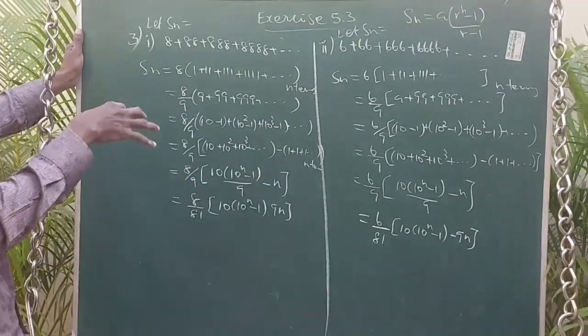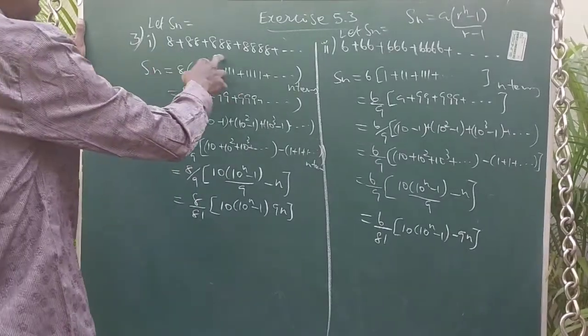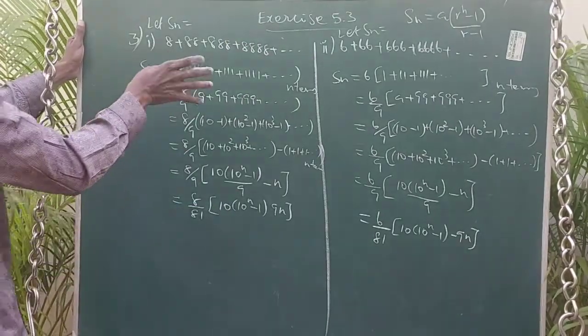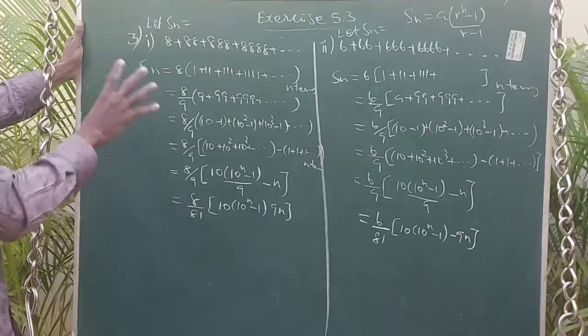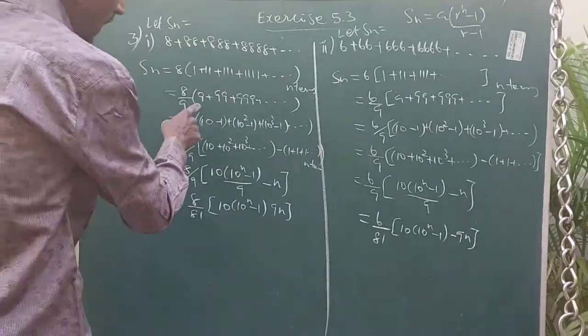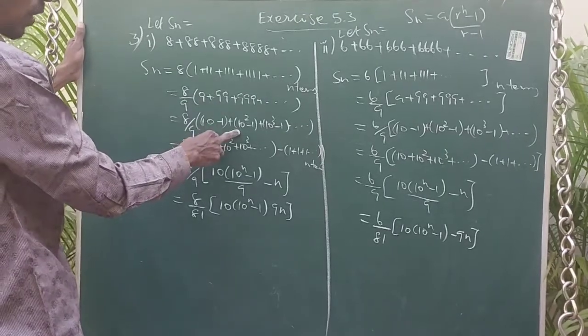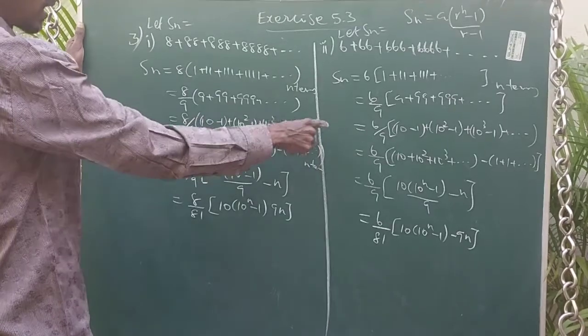So we have to make it into any one of the formats. Here we can't find any relation between the terms. It is there, but we have to convert it into the form of AP, GP or something. That's what we are doing. Here 9 can be written as 10 minus 1, 99 can be written as 10 square minus 1, 999 can be written as 10 cube minus 1, etc.